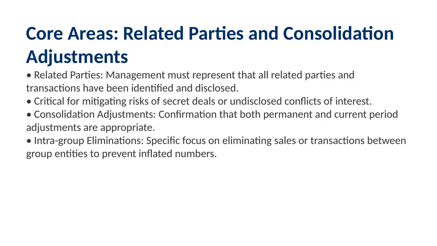Finally, we look at the consolidation adjustments. This is the technical heart of the process. Management must confirm that all adjustments, whether they are permanent or for the current period, are appropriate and complete. Most importantly, they must confirm that all intragroup transactions, like sales between the parent and the subsidiary, have been properly eliminated, so the group doesn't artificially inflate its numbers.